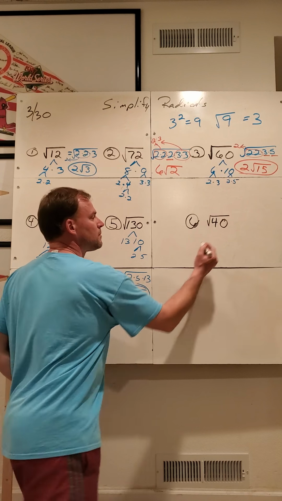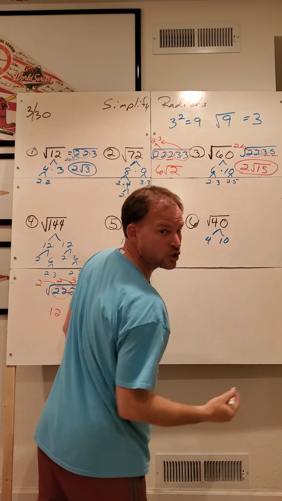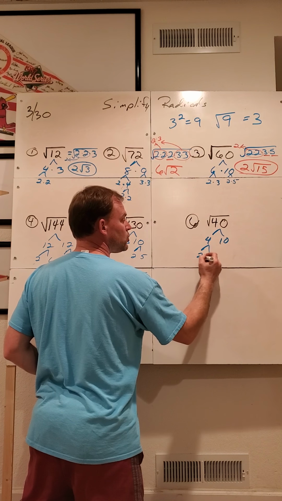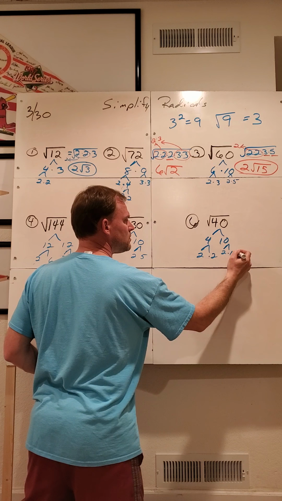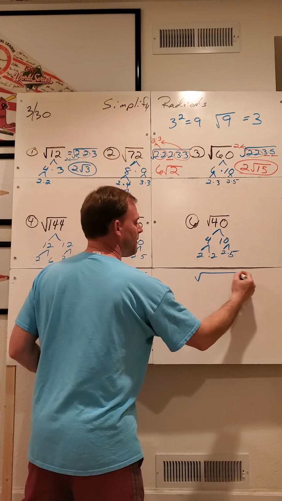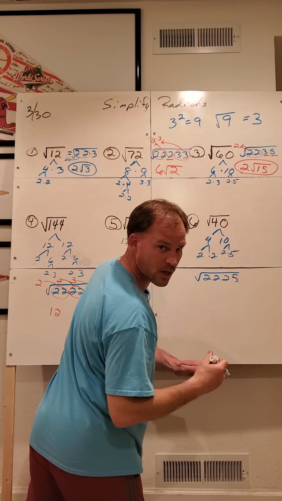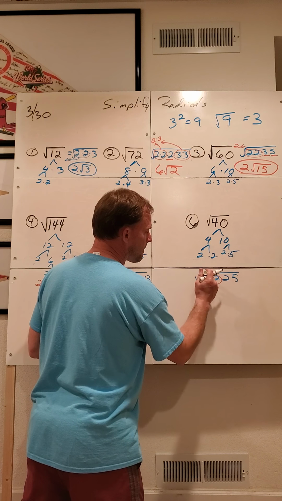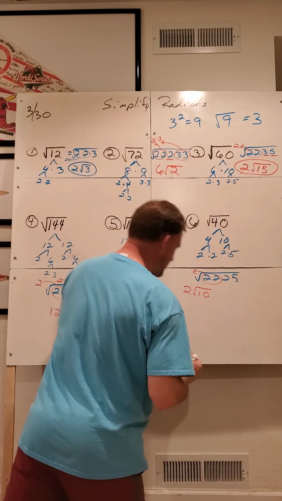Number 6. My zeros give me a good start, 4 and 10. 2 times 2, 2 times 5. I got 2, 2, 2, 5. Take out a pair. 2 root 10. Done.